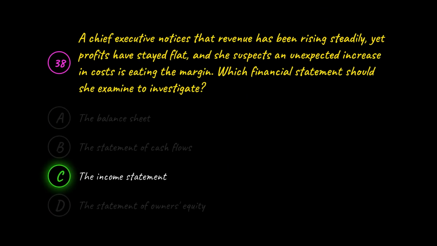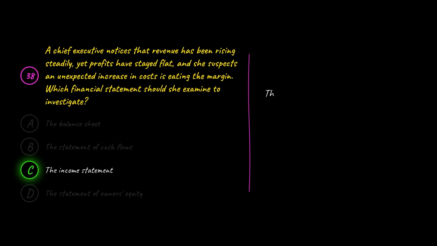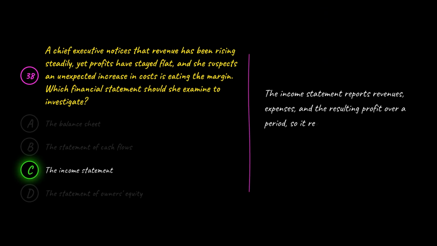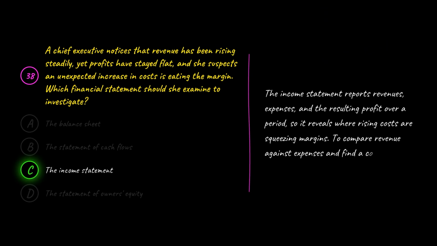The correct answer is C, the income statement. C is correct because the income statement reports revenues, expenses, and the resulting profit over a period, so it reveals where rising costs are squeezing margins. To compare revenue against expenses and find a cost increase, the income statement is the right report.